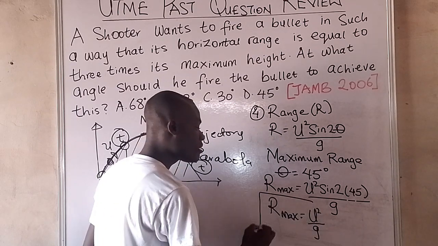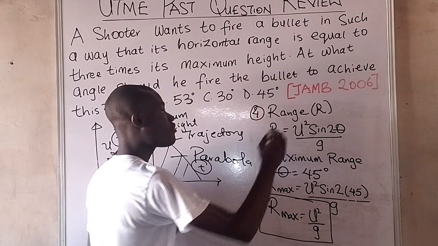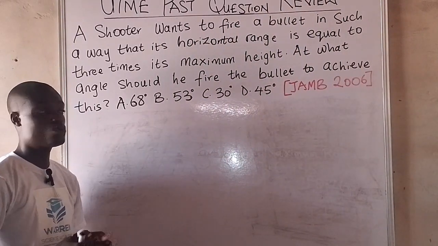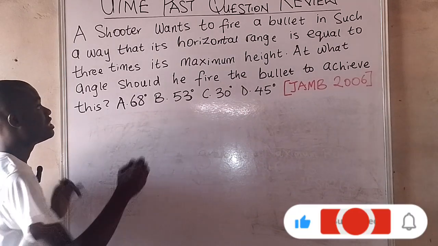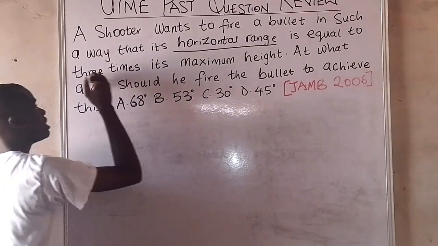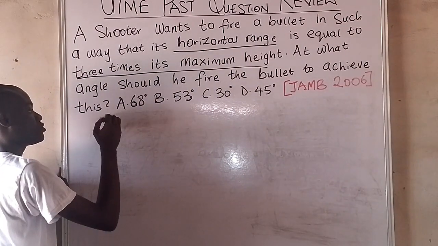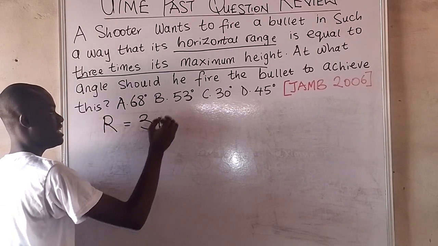So you have two formulas for calculating. You have the formula for calculating maximum range, then you have the formula for calculating just range. Let's come back to this particular question. From the question, what is important to us is that the horizontal range, not the maximum range, is equal to 3 times the maximum height. So from this particular statement, we can write it as R is equal to 3h.